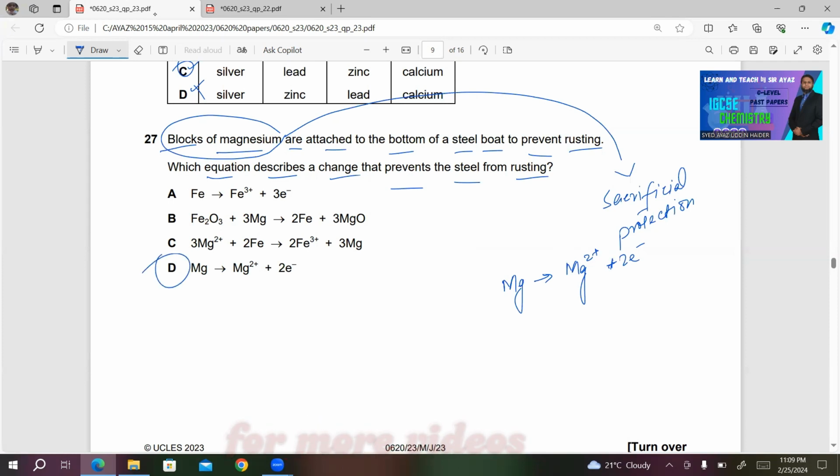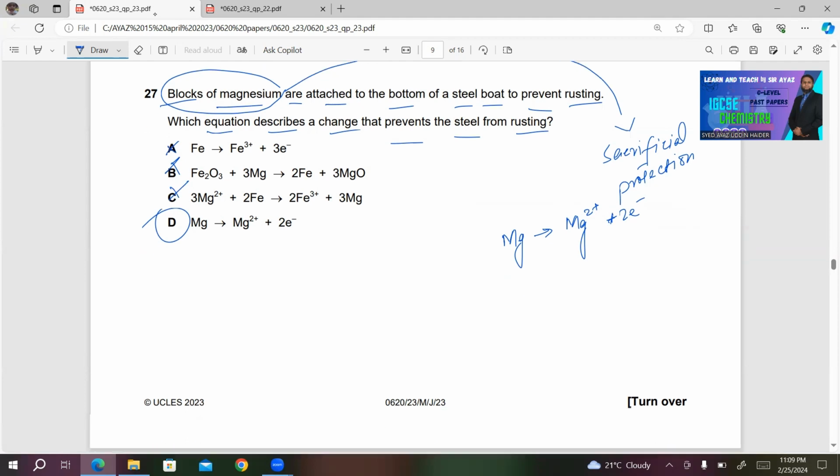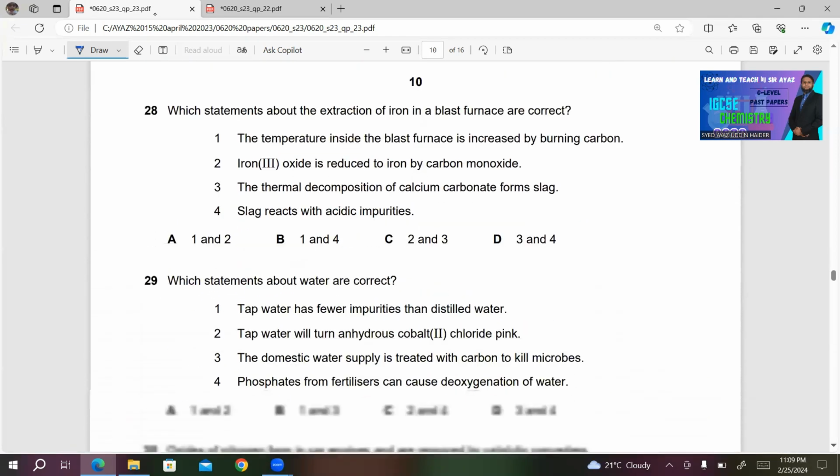Other choices are incorrect. In choice A, they are showing the oxidation of iron, which will not happen. In choice B, they are showing the reaction of iron(III) oxide with magnesium, producing iron and magnesium oxide, which is not the case. In C, magnesium is getting reduced while iron is getting oxidized. So only choice D will be the right answer. 28.